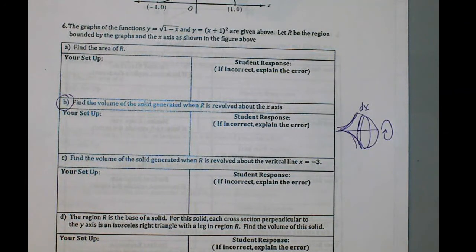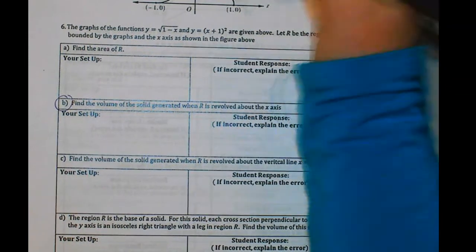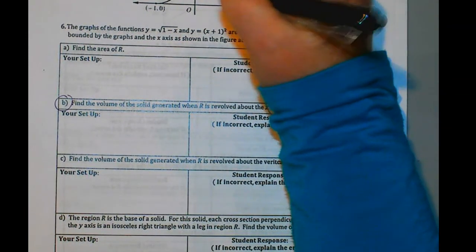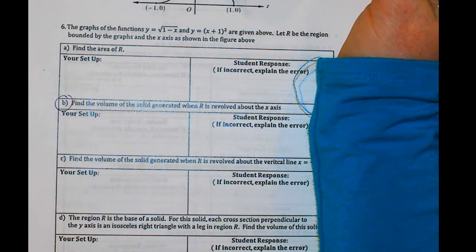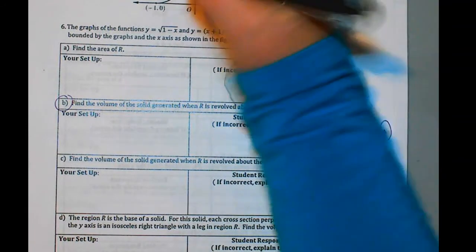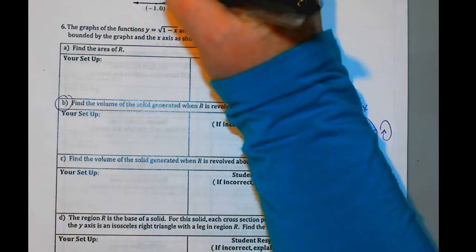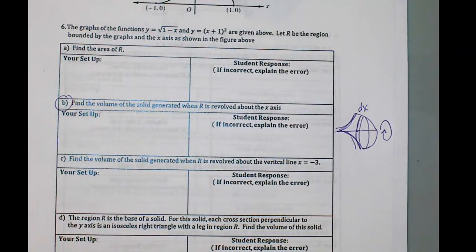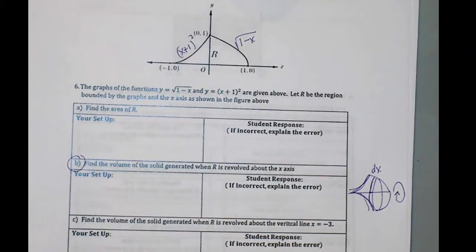And we've got two different functions. We've got 1 minus x, that's here, with a square root, and 1 plus x squared, I'm sorry, x plus 1 squared, here. Whoopsies, sorry.